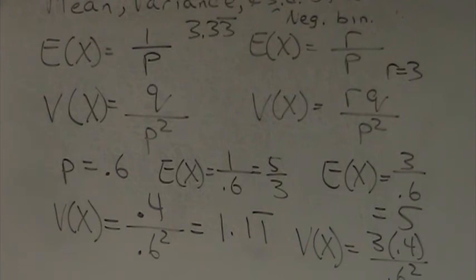That's all of the material on the geometric and the negative binomial. It's the end of this video. The next video will be about the hypergeometric, which is in section 3.7.